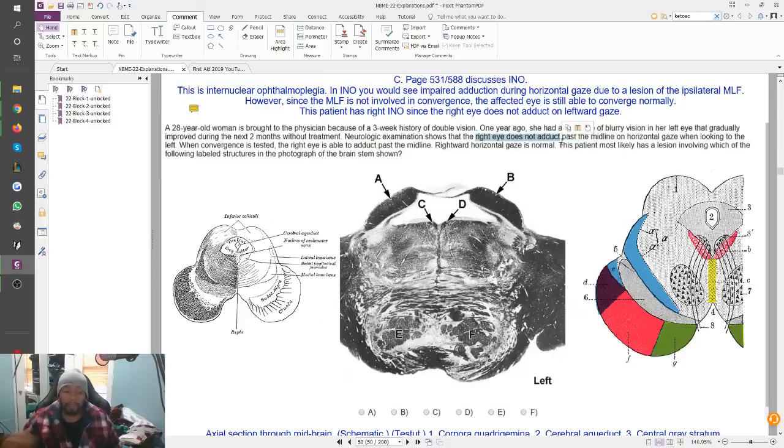But if you were talking about one of your tracts, like the spinothalamic tract or corticospinal tract, those go from the brain to the body. Those guys switch, right? So for staying in the brain, it'll stay on the same side. So if the right eye does not adduct, you pick the right answer choice. They labeled it for you nicely here. They told you this is the left, so the answer must be C, and that's it, right? And that was the correct answer, C.